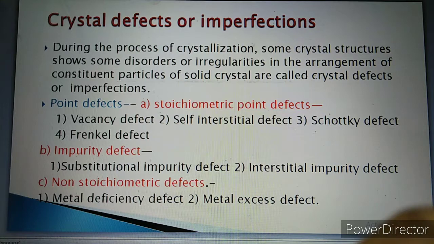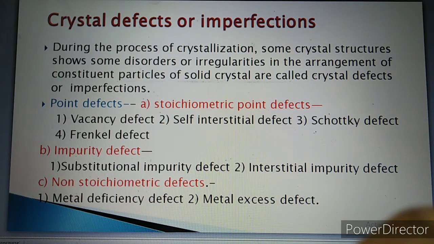So what are crystal defects? During the process of crystallization, some disorders or irregularities are found in the arrangement of constituent particles. And if there are irregularities or disorder in the arrangement of constituent particles, then we say that there is a crystal defect or imperfection. Generally, only at absolute zero temperature are the crystals in pure form. Above absolute zero temperature, all the crystals show some defects or imperfections.